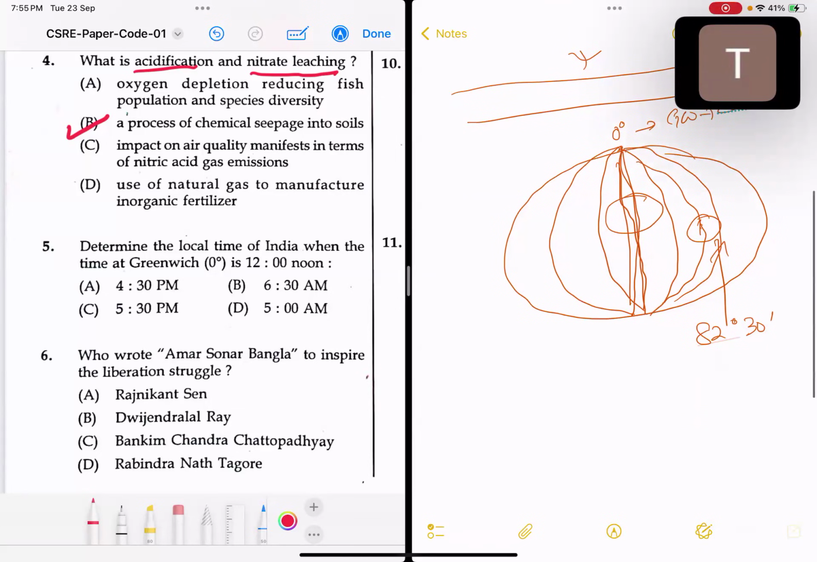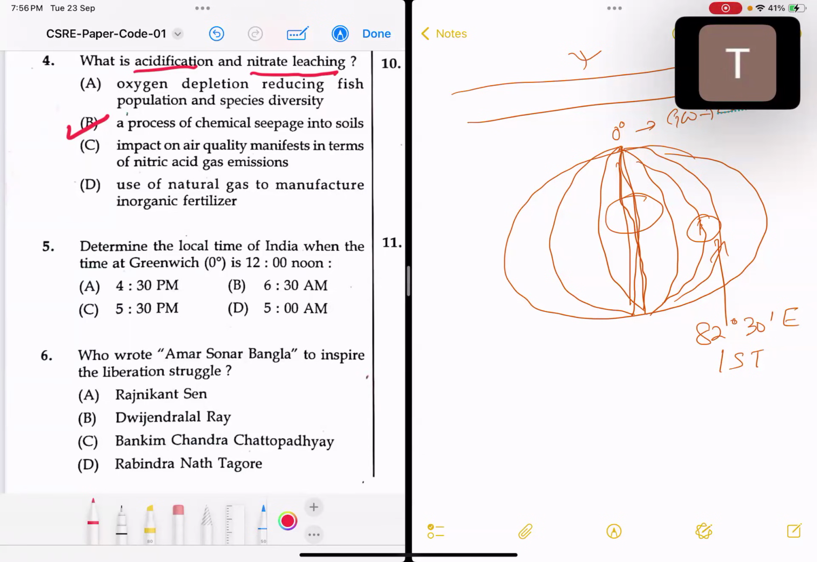So this is the Indian Standard Time. Indian Standard Time is measured with the help of the 82 degree 30 east, because it is on the eastern part of the zero meridian. That is why it is regarded as 82 degree 30 east.